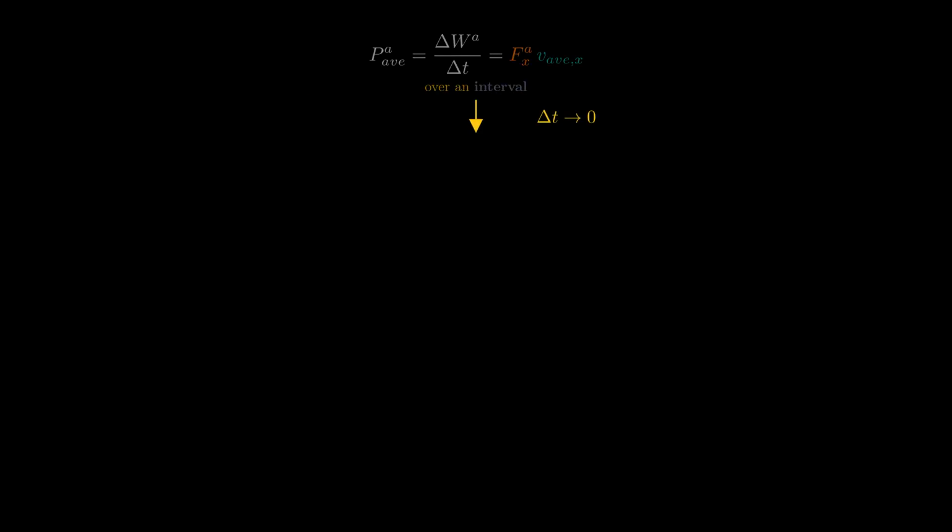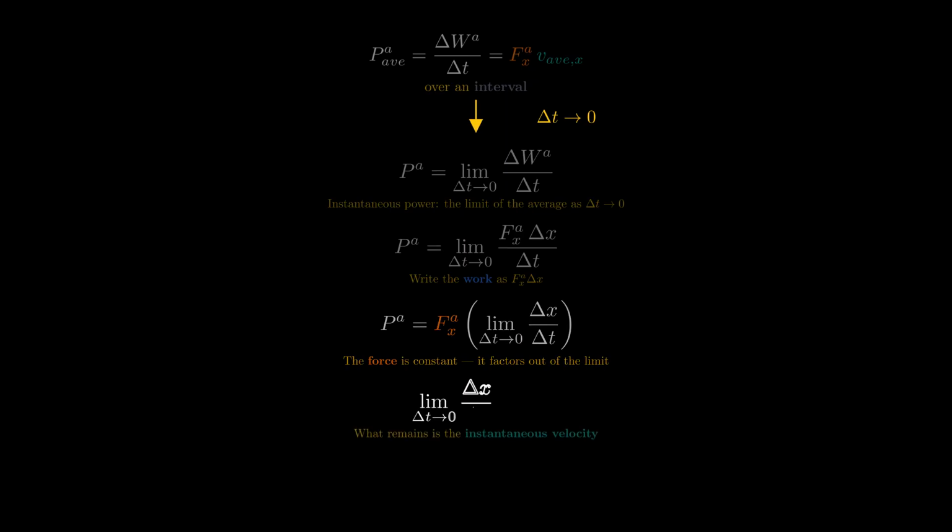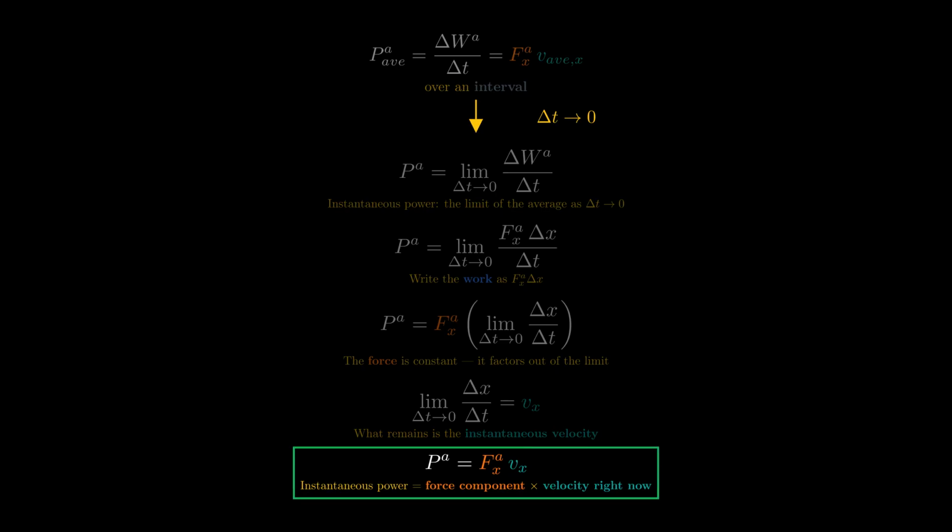For the power at a single instant, shrink the interval. Instantaneous power is the limit of delta W over delta t as delta t goes to 0. Write the work as F_x times delta x. The force is constant, so F_x factors out of the limit. And what remains, the limit of delta x over delta t, is the instantaneous velocity. So instantaneous power equals F_x times v_x.